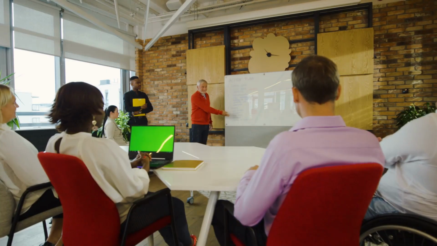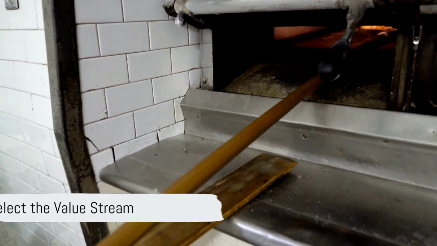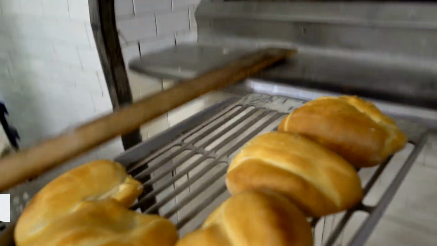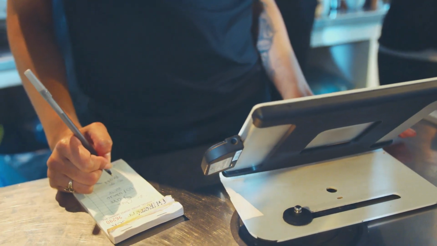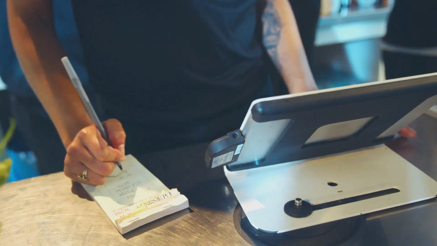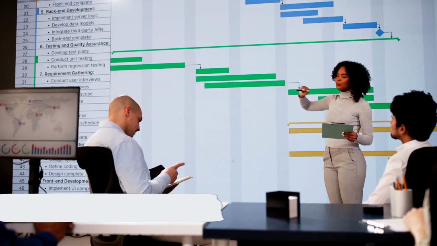Now, how do you actually create one? Here's the step-by-step approach. Select the value stream. Don't try to map everything. Choose a product family, a customer segment, or a critical service flow. For example, map how a single order moves from customer request to delivery.